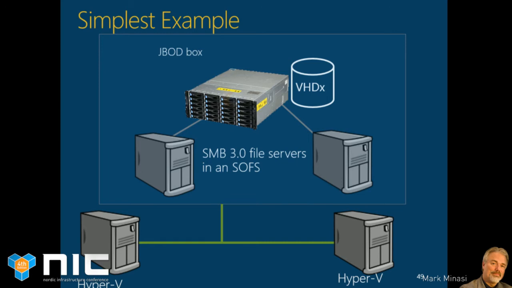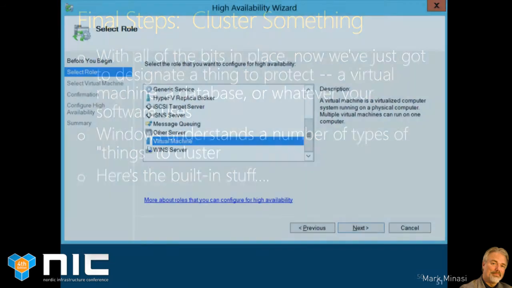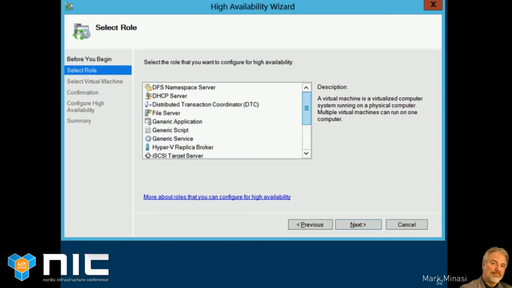And again, that's the simplest example. I'm drawing just one line. In actual fact, there'd be lots of NICs, lots of RDMA boards. This would be something more redundant in the middle, et cetera. Then we need to cluster something. Now we've got it in place. You then run the wizard, and the wizard shows you the things that you can cluster: iSCSI, iSNS, virtual machine, Win server. Again, that made me happy. DTC, et cetera, generic stuff. Those are the kinds of things.